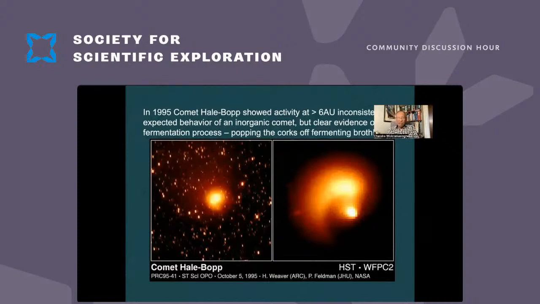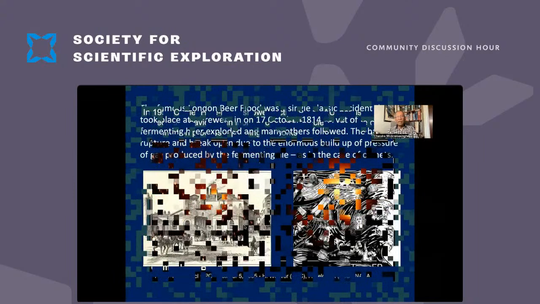And that really baffled scientists, because at 6 astronomical units, a distance beyond the orbit of Jupiter, the comet was so cold that there could not have been any evaporation of material from its surface. So what was happening was that biology was taking place underneath the surface of the comet. High-pressure pockets developed and just sort of popped off, like a fermenting broth, and that was repeated again.